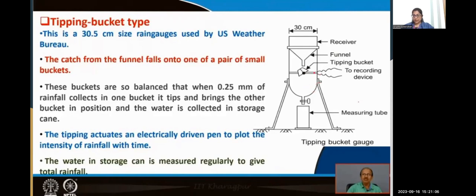There's a recording device that is connected to this tipping bucket, and for every 0.25 mm, when the tipping is happening, the recording device is activated, and it will record at what time this 0.25 mm of water was tipped. It is based on this mechanism that the tipping bucket type works. It is a recording type because there's an electrically driven pen attached to this tipping bucket, which is plotting the intensity. When the bucket tips, it knows that 0.25 mm of rainfall has occurred. So 0.25 mm of rainfall within how much time is occurring will be recorded by this device.